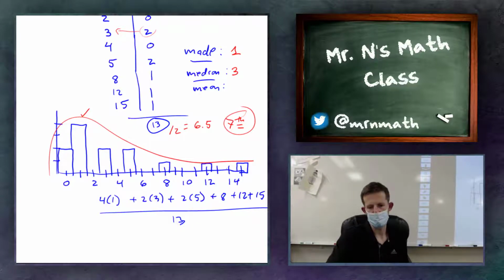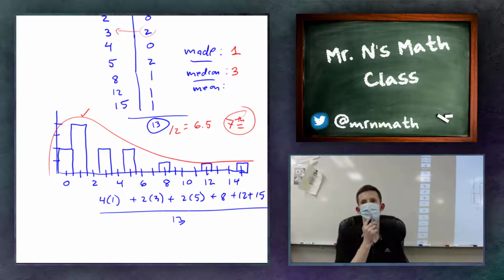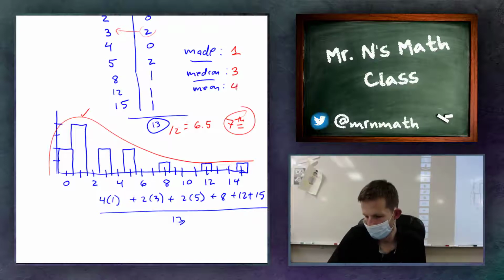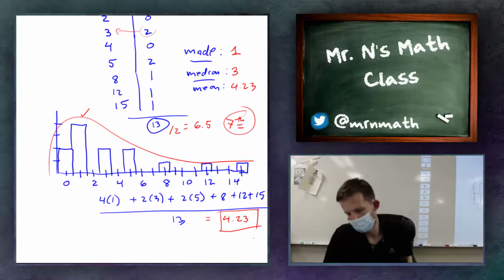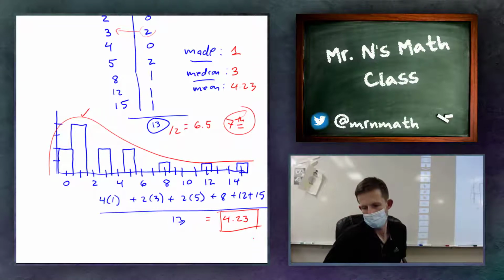All right, so find the mean. Alex, do you have it? I got 3.4. 3.4, can anyone confirm that? Does anyone have something different? 4.23? How many of you guys have 4.23? Okay.